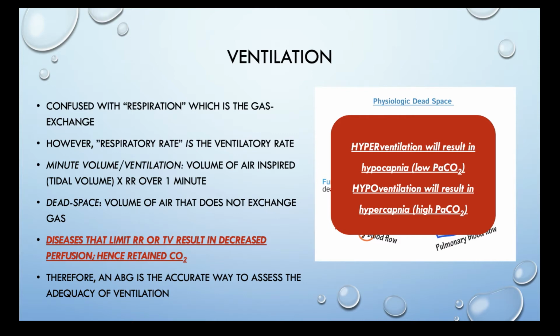So the best way to know if our ventilation is actually effective is we do an ABG. We draw some arterial blood and we measure the gases, the O2 and the CO2 in there, to see if there's actually perfusion going on. And that lets us know if we're breathing in enough air to perfuse.